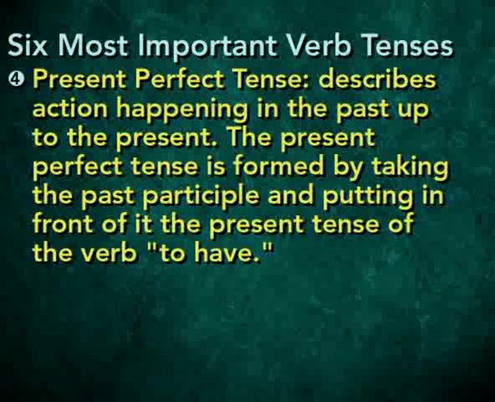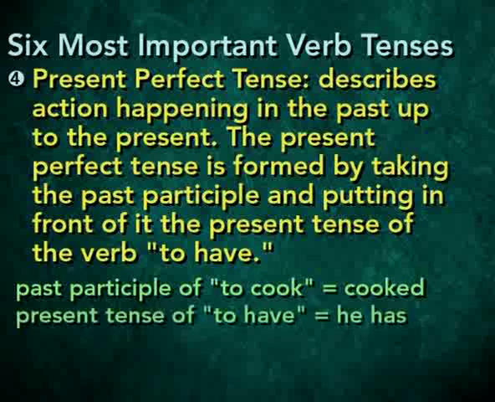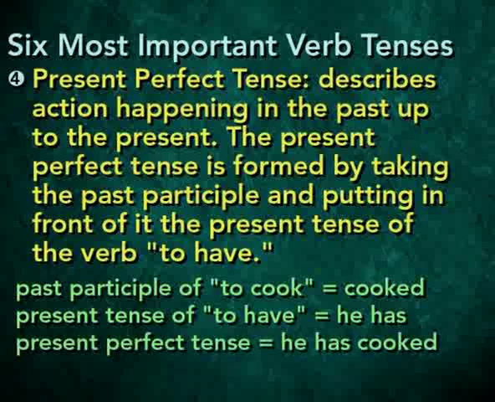How does this work? Well, let's take the verb to cook again. What's the past participle of the verb to cook? Well, remember, the past participle is usually formed by adding ed, so the past participle is cooked. Now, the present tense of the verb to have would be, for example, he has. He has is the present tense of the verb to have. When we put that in front of the past participle, we have the present perfect tense. So the present perfect tense of the verb to cook would be, he has cooked.